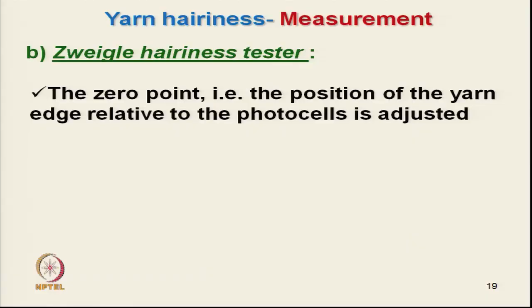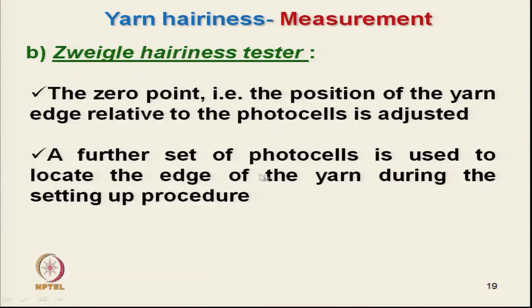So the zero point is important, not only for this but also for the Shirley hairiness tester. Zero point setting is important, that is, the position of the yarn edge relative to the photocell is adjusted, and we have to adjust it perfectly. A further set of photocells is used to locate the edge of the yarn. So we must locate the edge. Now how to locate the edge?